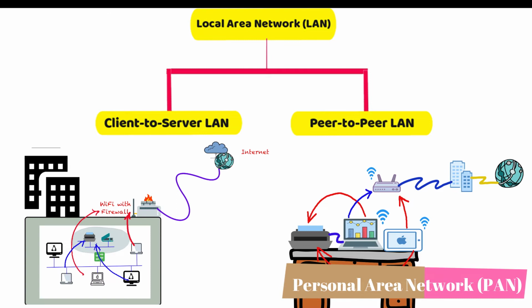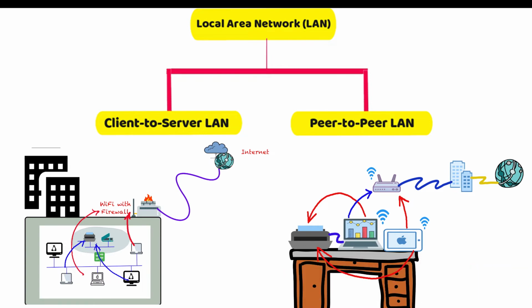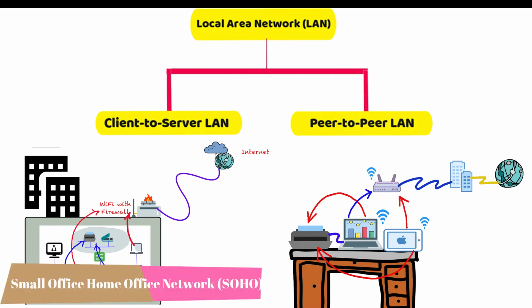The same concept applies in small office, home office network as well, because in that particular network type, we also use part of the personal area network and part of the local area network. But if we compare the size of this small office, home office network, it is not as large as large enterprise offices. Therefore, we give it the name small office, home office network, but still it is a part of the local area network.